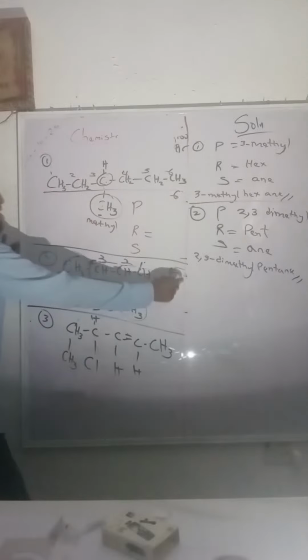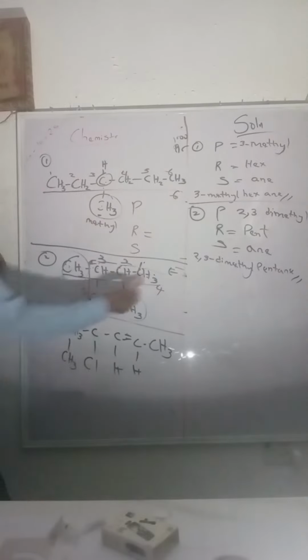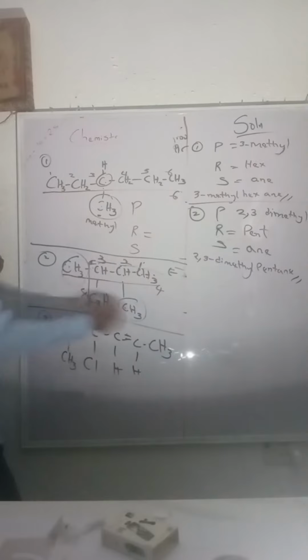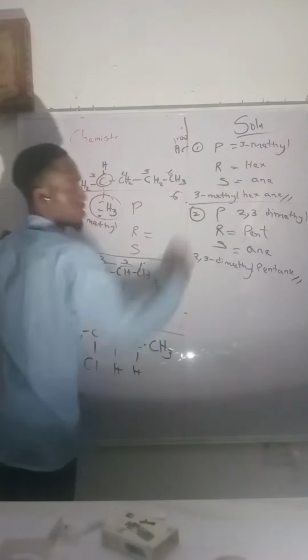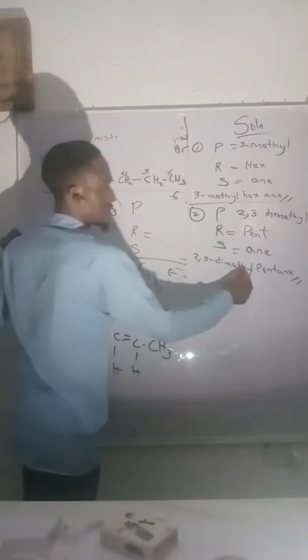So you are correct. East is the correct one, which means the numbering is 1, 2, 3. So this branch here is number 2, and this branch is number 3. So that's 2,3-dimethyl. Bringing out the total name, that will be 2,3-dimethylpentane. That's the final answer. How many of you got it?